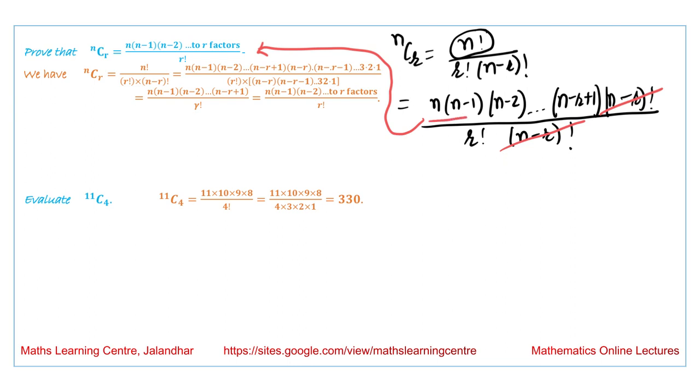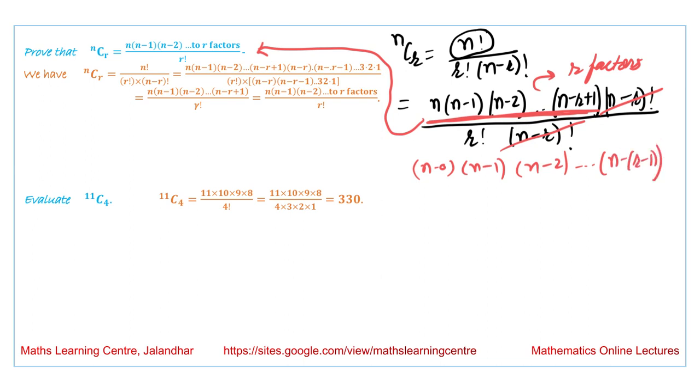So basically the number of terms over here is up to R factors, because the first term is N minus 0, next is N minus 1, this is N minus 2, and so on up to N minus R plus 1. This is the first term, this is the second term, this is the third term. Corresponding to this, this will be the rth term. So we have N into N minus 1 into N minus 2, and so on up to R factors, divided by R factorial.